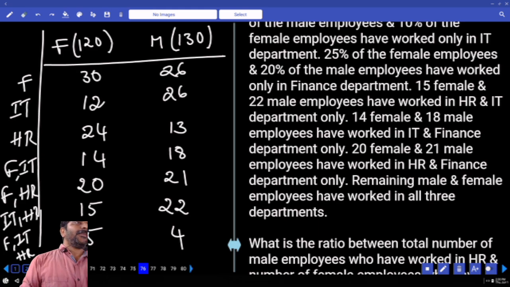So now, if you want to calculate how many females work in the finance department, wherever F is there, you need to consider that. These 30 people are working in only finance. And here, 14 people are working in finance as well as IT, so you need to consider 14 also. And here, 20 people are working in finance and HR. Need to consider 20. And then the last 5 people also. Understood? Right. Now you need to start the questions.